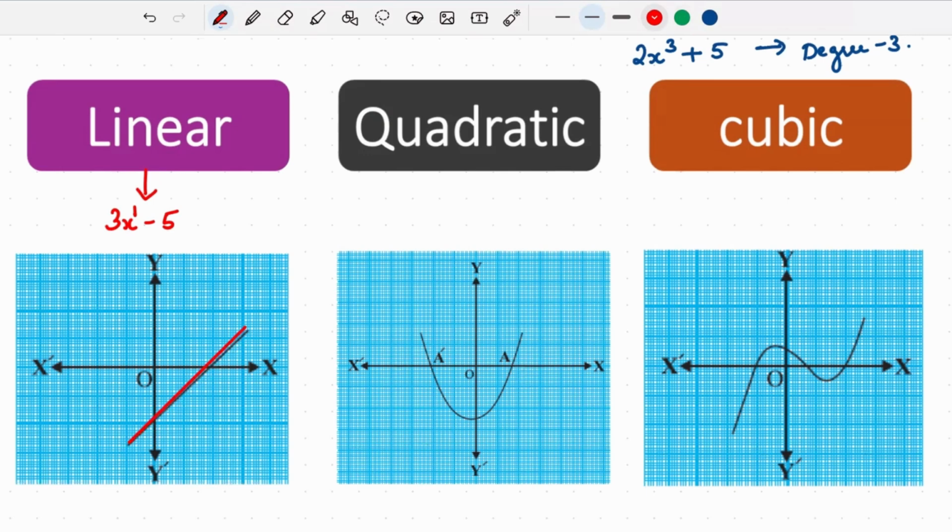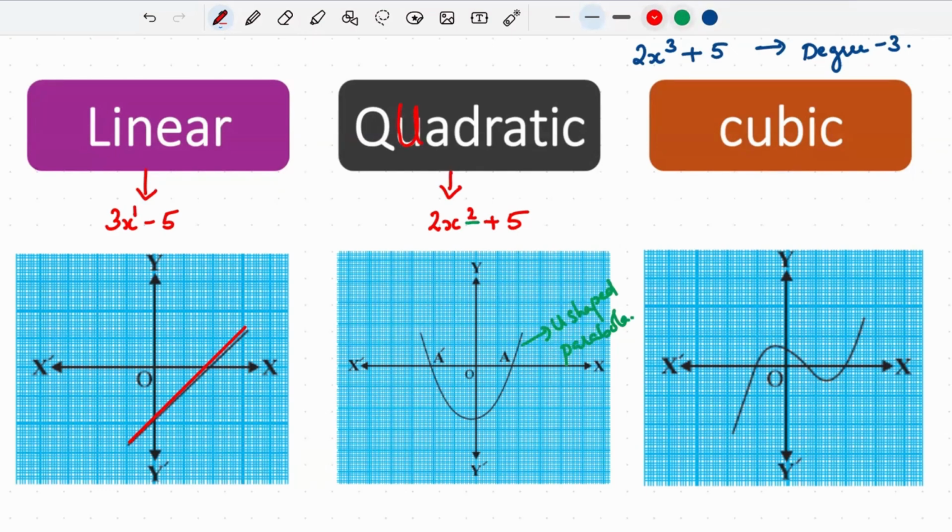And for quadratic, it means it is of degree 2. For example, 2x square plus 5. So here you can see that the power of the variable, that is power of x, is 2, which means it is quadratic polynomial. And here you can see it is U-shaped or parabola. The graph is in the shape of U, or you can call it parabola shaped. Alright, so you can just remember it as quadratic is U-shaped graph.